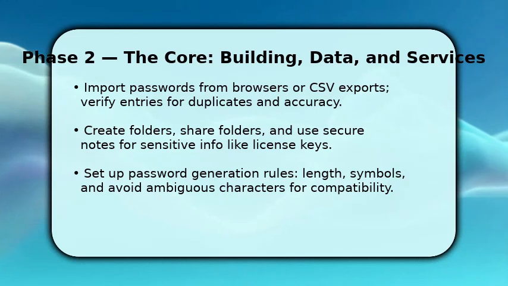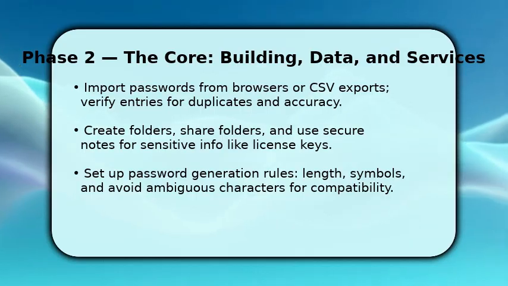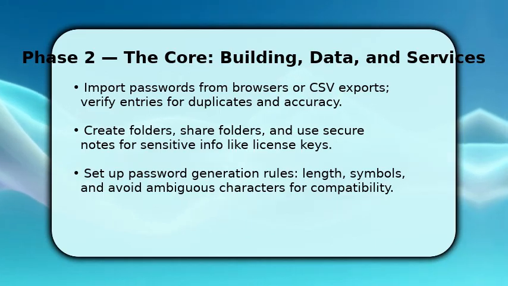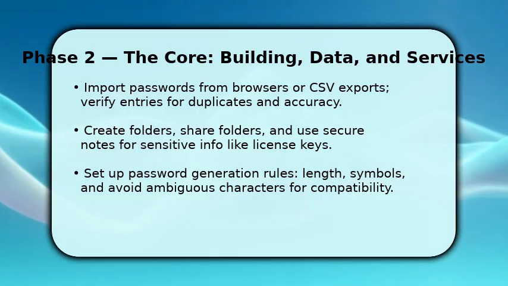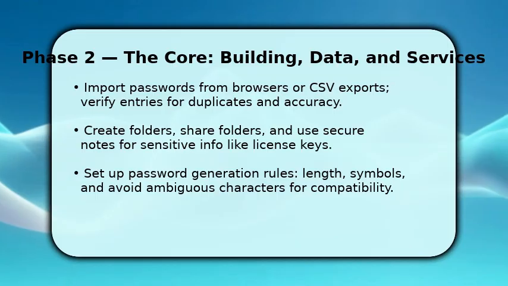Once your account is secure, import existing passwords from your browser or a CSV export and verify each entry for duplicates or errors. Then organize the vault. Create folders, tag items, and set up shared folders for team or family access. Use secure notes for private information like license keys or Wi-Fi passwords.